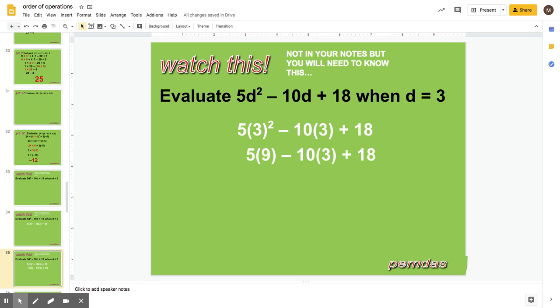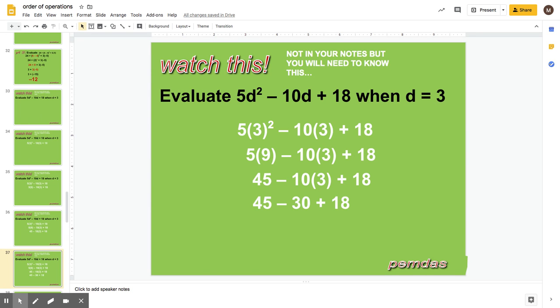And now we can just do 3 squared is 9. Negative 10 times 3 plus 18. So just bring it down. 9 times 5 is 45. Bring everything else down. Now we can do the operation here, which is negative 10 times 3, which is negative 30. Everything else, you bring it down. 45 minus 30 is 15. And 15 plus 18 is 33.